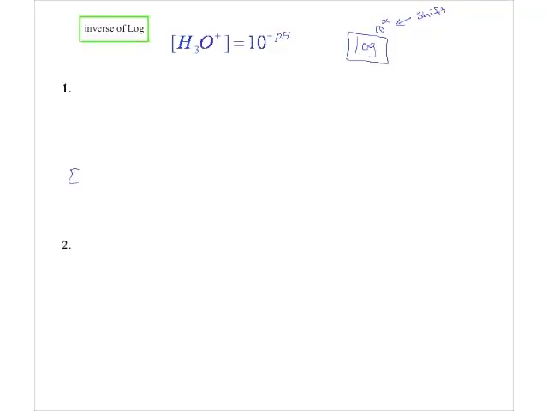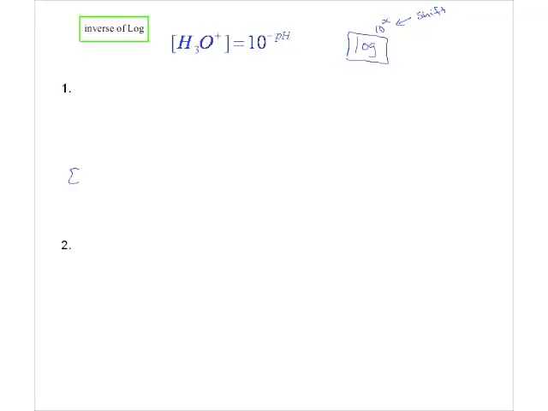Okay, we want to look at this and say, how do we do this in reverse? What if I give you the pH? If I give you the pH, I want you to figure out what the hydronium ion concentration is. What this is on your calculator is the inverse of log, or the second function of log. On your calculator, above the log button, it has 10 to the x. In order to get access to this, you have to press the shift button and then the log button, because 10 to the x is going to be 10 to the minus pH.